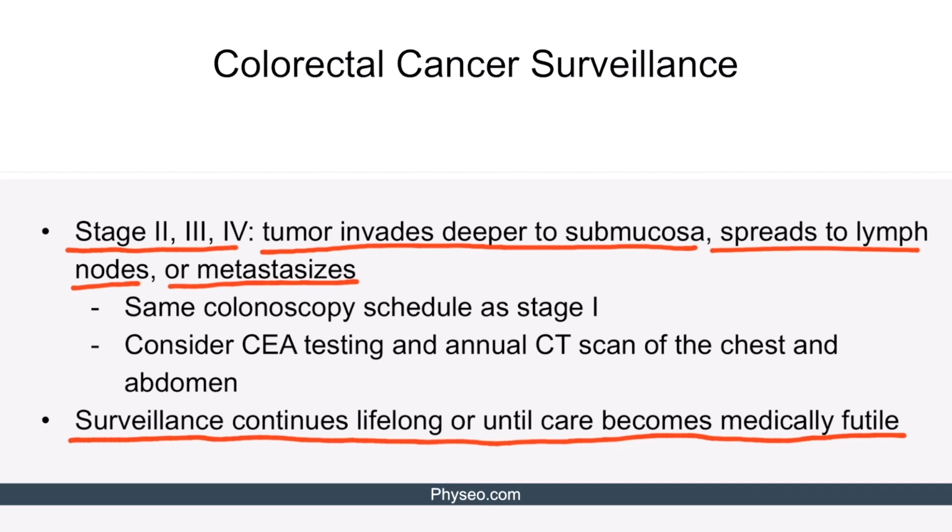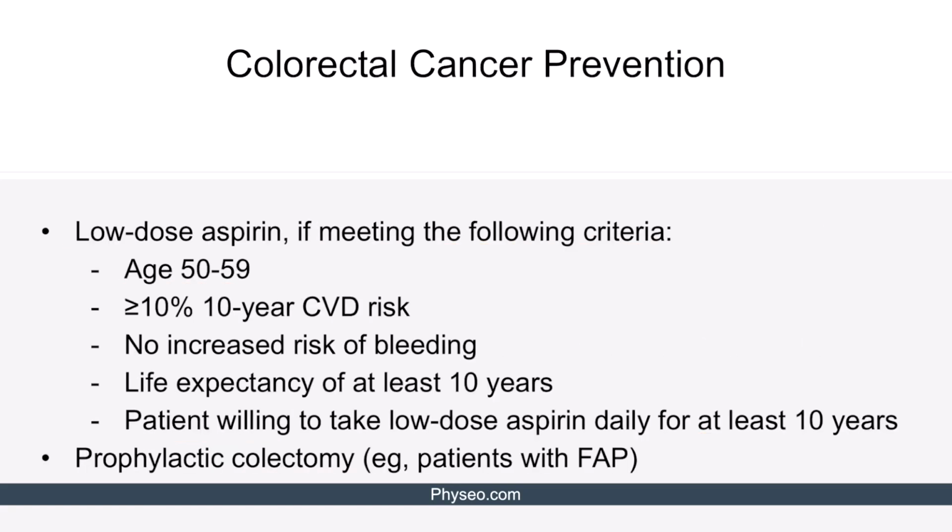Because remember, the whole point of screening and surveillance is to extend life or improve quality of life. And if finding something bad isn't going to change your management, then you don't need to continue your surveillance. Okay, now we can start talking about how you prevent colorectal cancer.